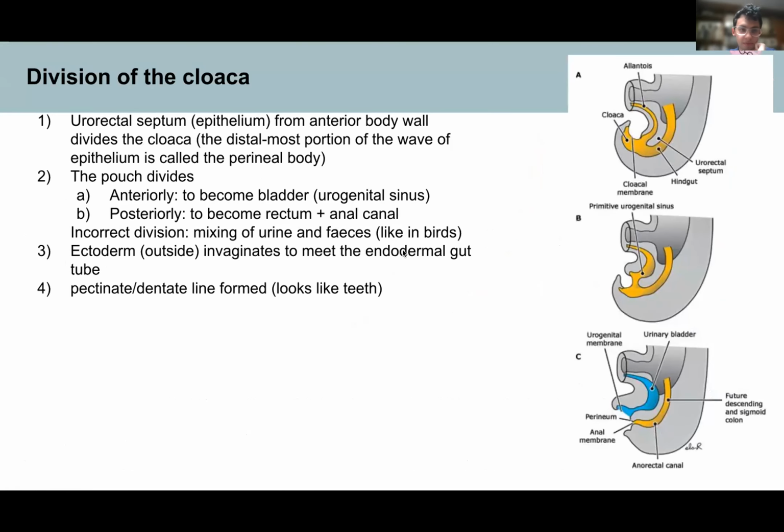Hindgut development. I love this because every time I think of it, I just think of birds, because one professor talked about it, like talking about mixing urine and feces, and I'm like, yes, birds.